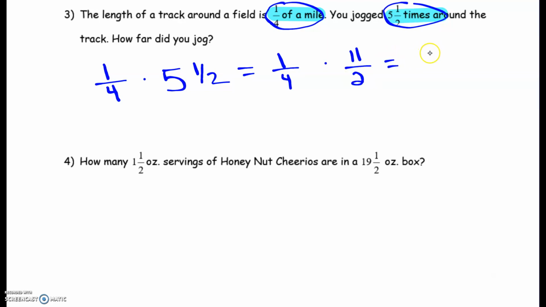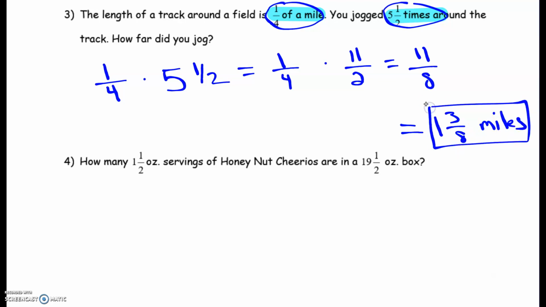1 times 11 gives us 11. 4 times 2 gives us 8. And all of that is equivalent to 1 3/8 when converted. All right, so that's 1 3/8 miles. That's it for that question. Now to question number 4.